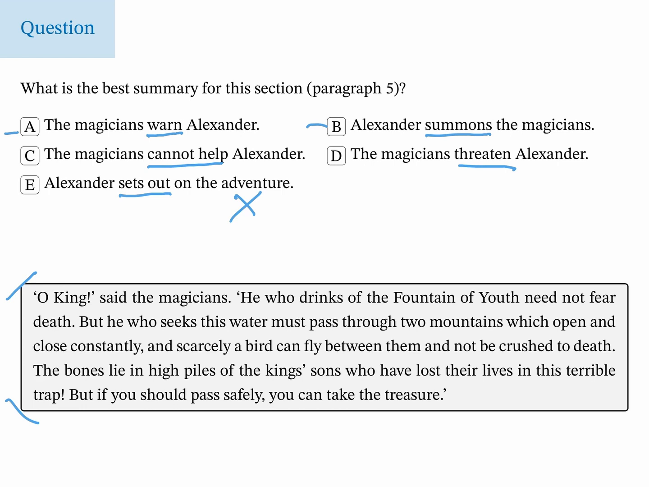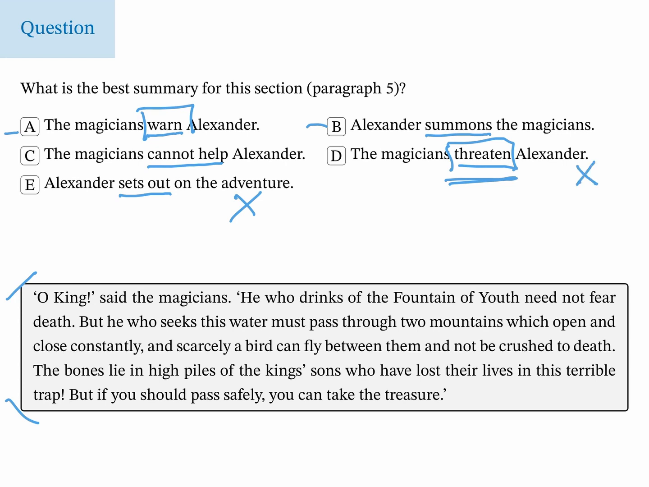The magicians threaten Alexander. Now, these two words are quite similar, warn and threaten, but threaten is hostile. Threaten is saying that you will hurt somebody. For example, if your brother's being naughty, your mum might threaten to take his phone away. So it's saying you punish somebody or hurt them. And that's not what they're doing, right? They're not saying they will do anything. They're just saying it's very dangerous. So we know it's not that one.